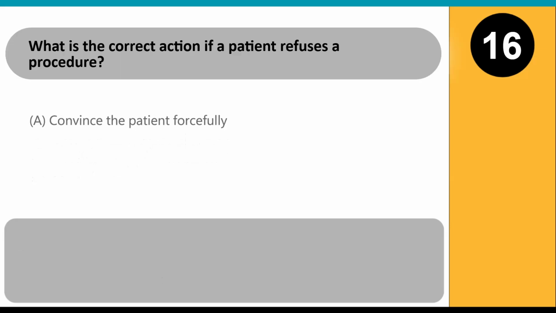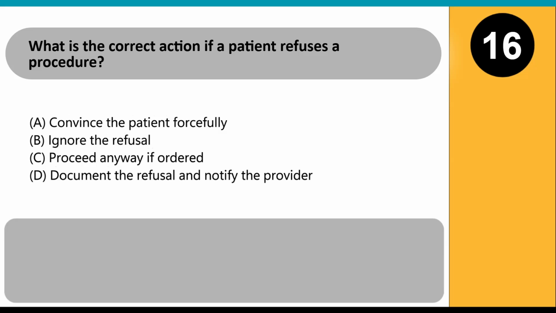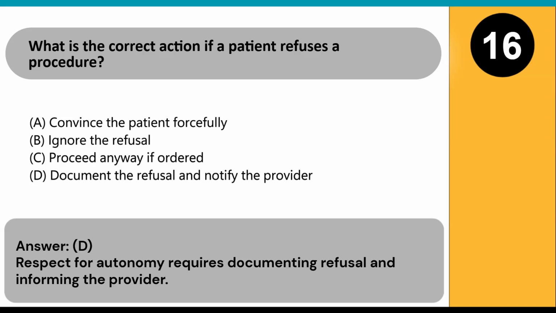What is the correct action if a patient refuses a procedure? A. Convince the patient forcefully. B. Ignore the refusal. C. Proceed anyway if ordered. D. Document the refusal and notify the provider. Answer: D. Respect for autonomy requires documenting refusal and informing the provider.